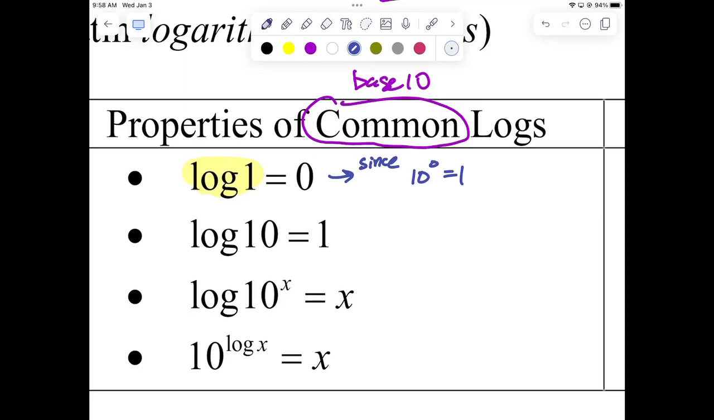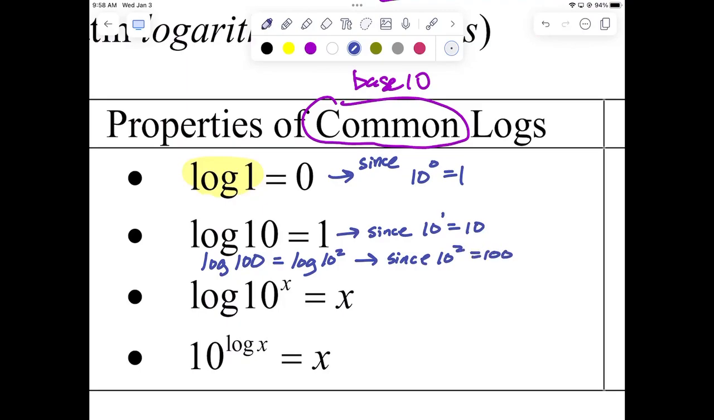Right? What's log of 10? 1. And you know what the reason is? Because the implied base 10 to the 1st power is what? 10. Yeah. Let me squeeze another one in here. What would log of 100 be? That'd be 2, because that's the same as log base 10 of 10 squared, right? Which is 2. And it's since 10 squared equals 100.